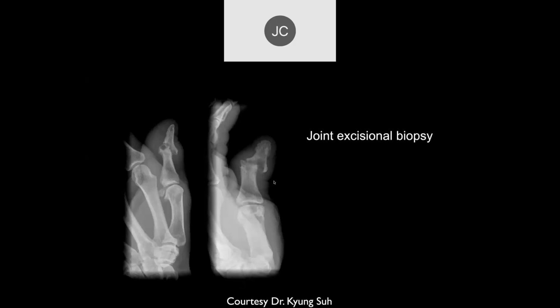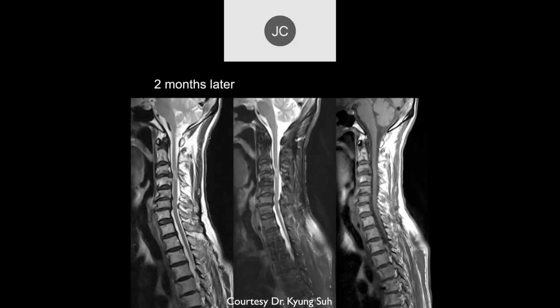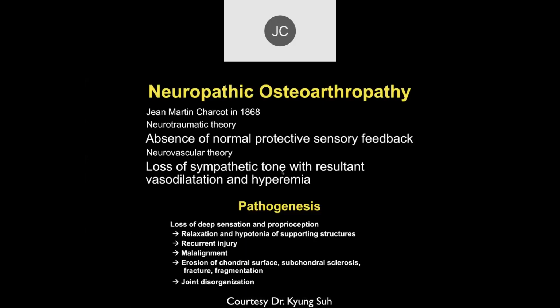I think most commonly, we see it in the foot with diabetes with neuropathic disease. Biopsy tends to come back with that as a diagnosis. Here in the cervical spine, we can see that there's central stenosis. This patient then had neuropathic problems within the upper extremity, and also had neuropathic osteodystrophy.